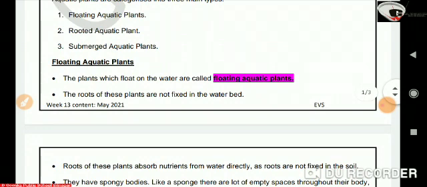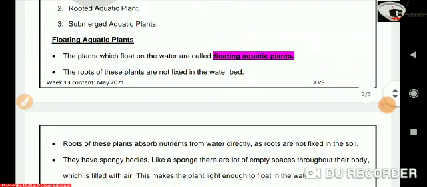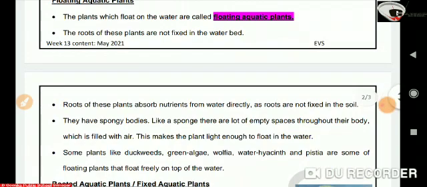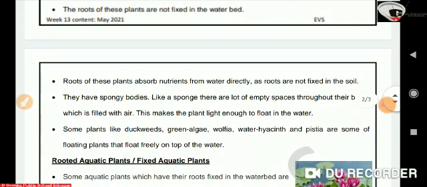Floating aquatic plants. The plants which float on the water are called floating aquatic plants. The roots of these plants are not fixed in the water bed. Roots of these plants absorb nutrients from water directly, as roots are not fixed in the soil.